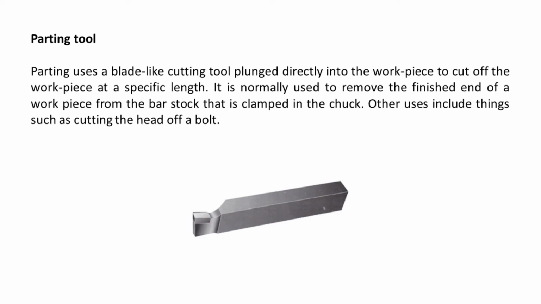Cutting tool. Parting uses a blade-like cutting tool, plunged directly into the workpiece to cut off the workpiece at a specific length. It is normally used to remove the finished end of a workpiece from the bar stock that is clamped in the chuck. Other uses include things such as cutting the head off a bolt.